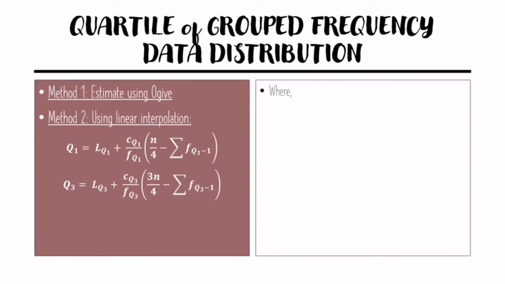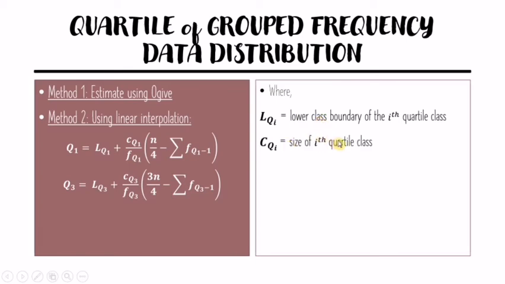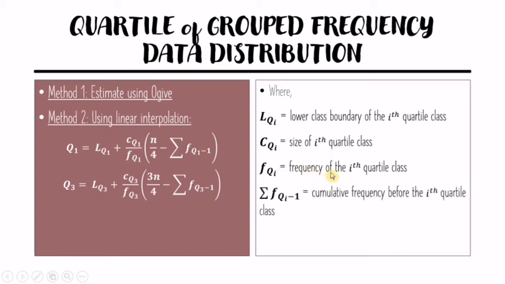So let's see. L is the lower class boundary, C is the size of the class, and f Q is the frequency of the quartile class. Summation of f Q minus 1 is the cumulative frequency before the quartile class. n is of course the total frequency.